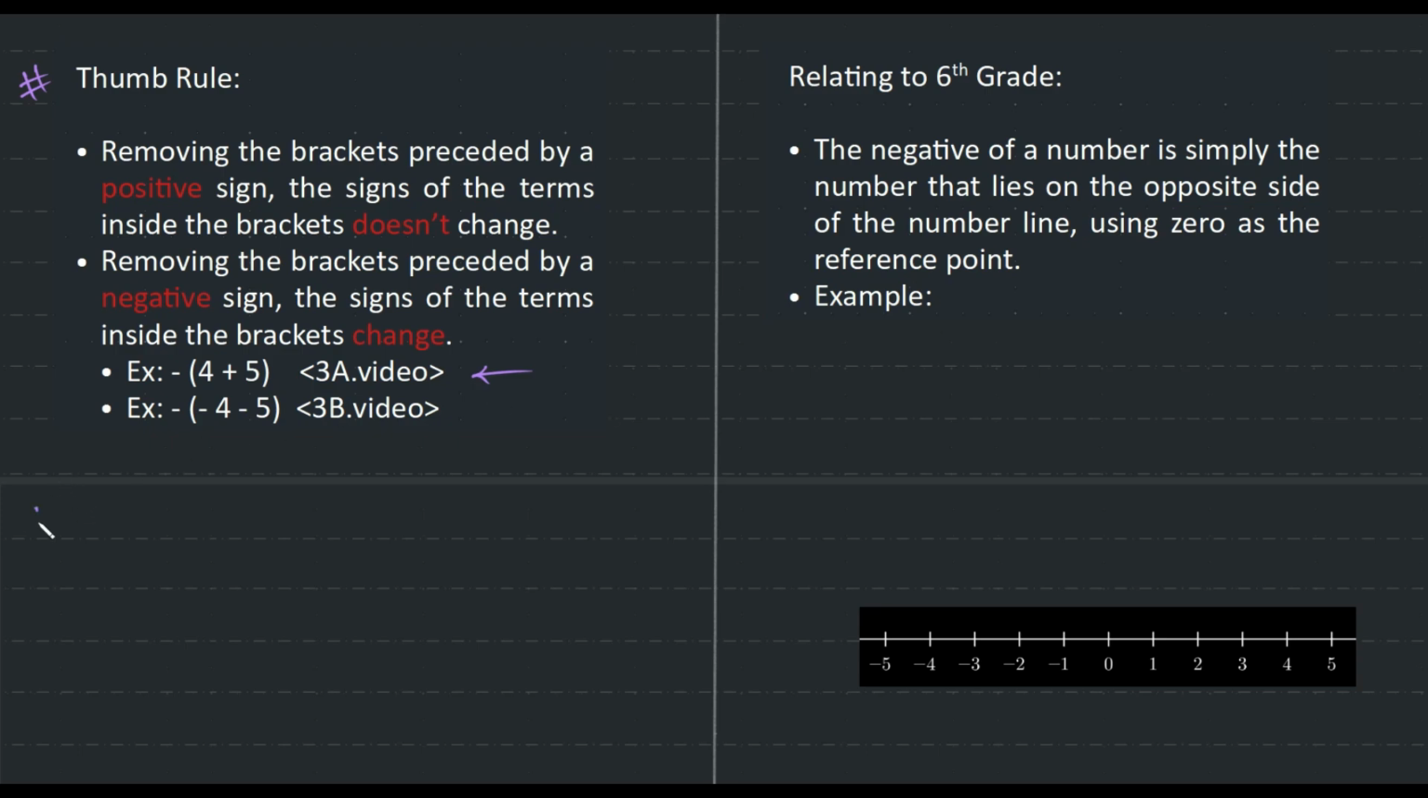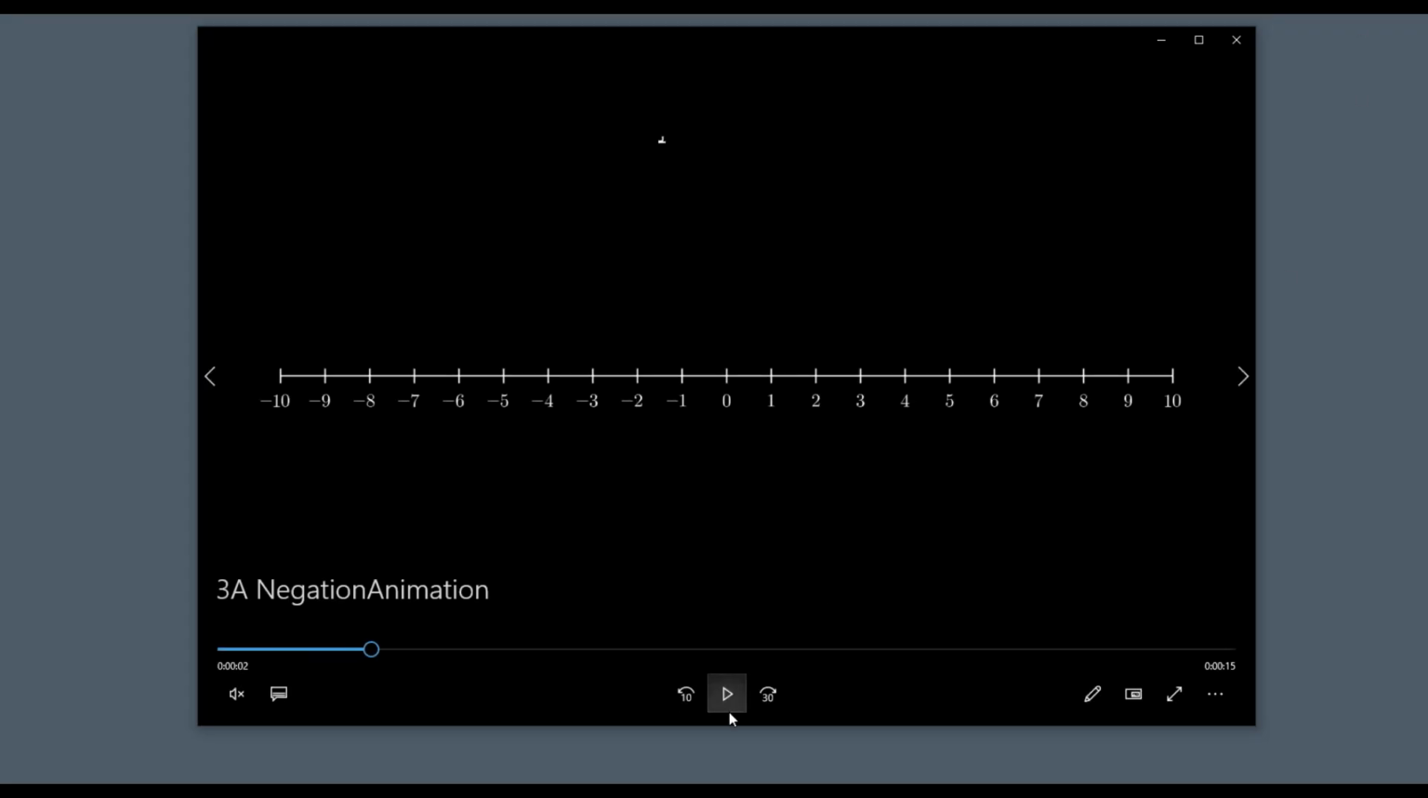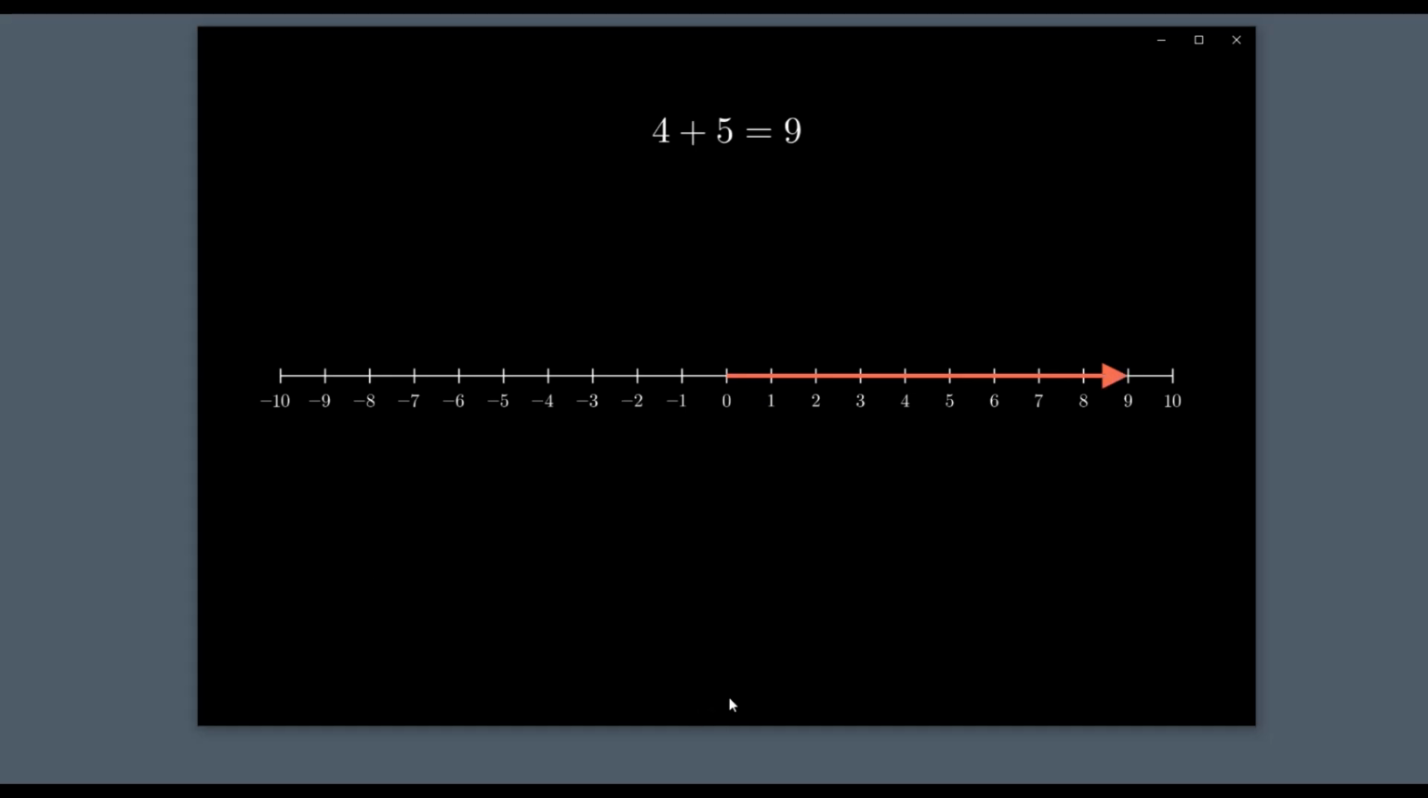So let me put it this way. Minus of 4 plus 5 will become minus 4 and minus 5. I'll explain it this way. So I'm making use of a number line to explain this. So this is a number line. We have 0, 1, 2, 3, 4, 5, 6, 7, 8, 9, 10 and minus 1, minus 2, so on and so forth. Now, what we looked at inside the bracket is 4 plus 5, which is basically 9, is it not? So I'm representing 9 with an arrow over here. So starting from 0, you have a 9.